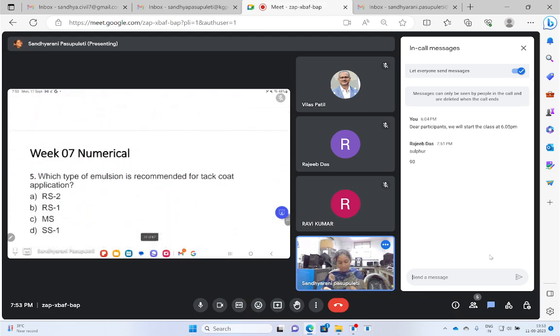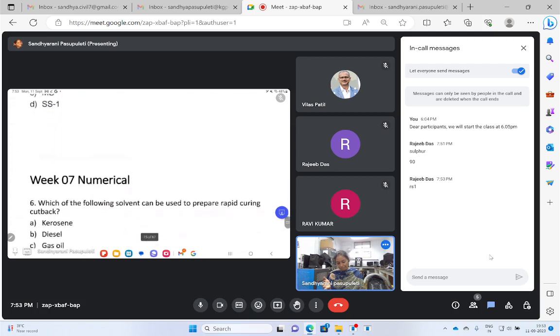Which type of emulsion is recommended for tack coat applications? Any idea? We know that it could be either RS2 or RS1. Yes, RS1. RS1 is the recommended.